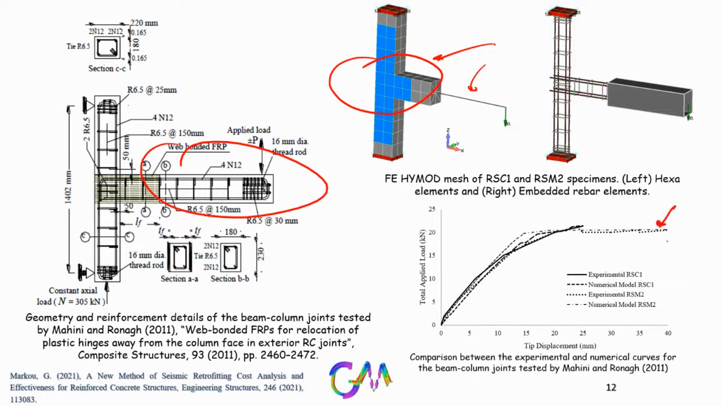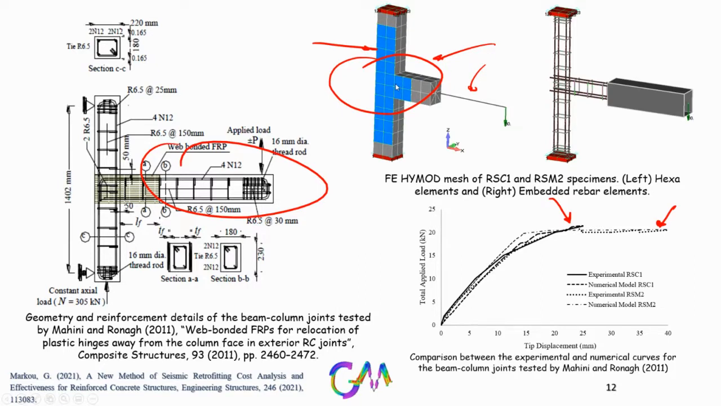As you can see, these are two curves, experimental and numerical, and these are two more curves, experimental and numerical. And it's almost a perfect comparison in this case, for the two specimens that they tested. The approach here was to glue CFRP material, which is a few millimeters in thickness, and increase the strength of the joint. Not wrap it entirely and confine it, which is the best way to go, but just apply it like that.